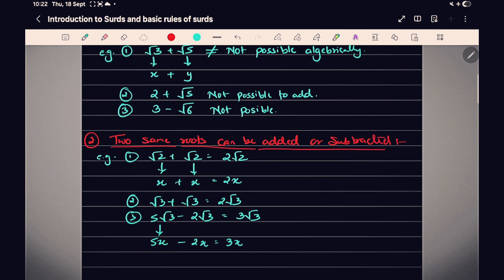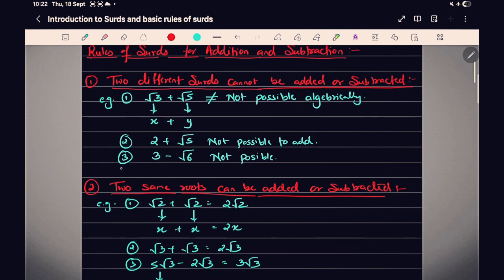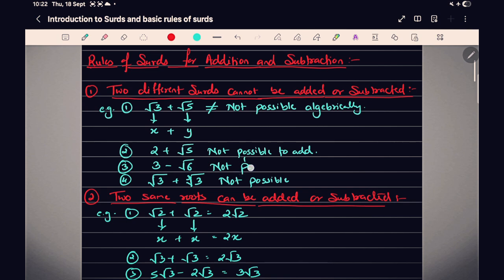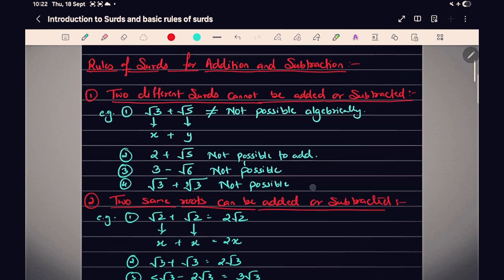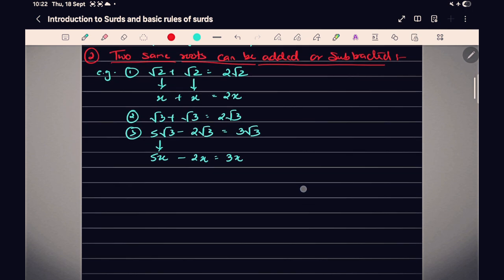Now when I say that two same roots can be added, let me give one more example. For example, if I write square root of 3 plus cube root of 3. Now this is also not possible. You cannot add it. Understand? Because one is a cube root and one is a square root. So that is also not possible. Only two identical roots can be added or subtracted.